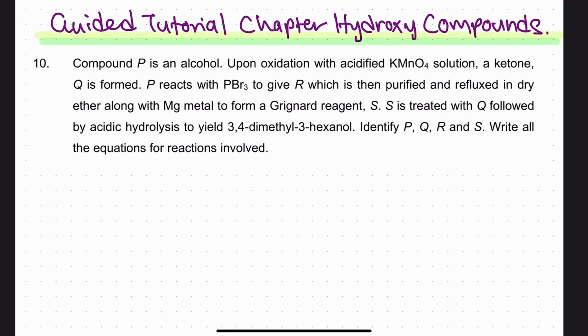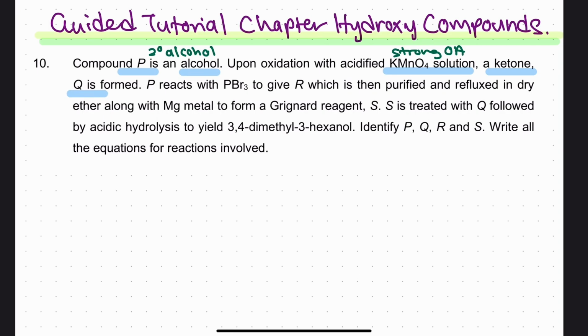So let's get started. The first part is they have mentioned P is an alcohol, right? And upon oxidation with KMnO4, so we know KMnO4 is a strong oxidizing agent, a ketone is produced, right? So this gives a good indication that this alcohol is a secondary alcohol. And what is the symbol for the ketone? The ketone would be Q.